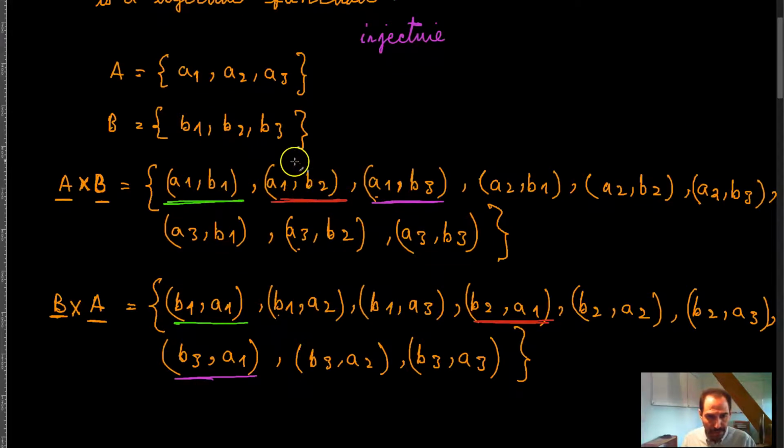Moreover, for example, any other element that you take, for example, A1 comma B2, can be mapped to B2 comma A1, and no other element here. That means that every element that you pick in the domain of the function will have a distinct image in the codomain of the function, and so your function is injective.